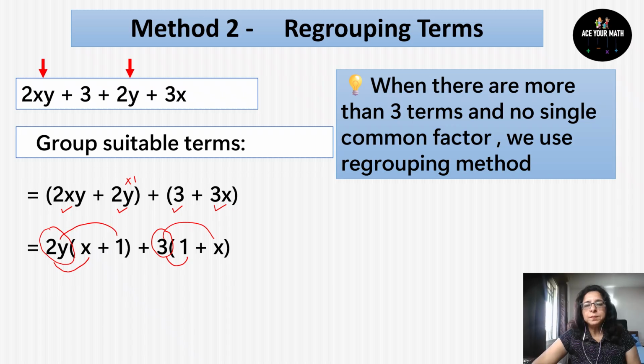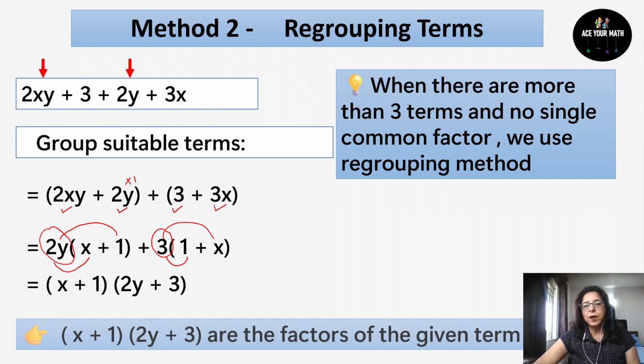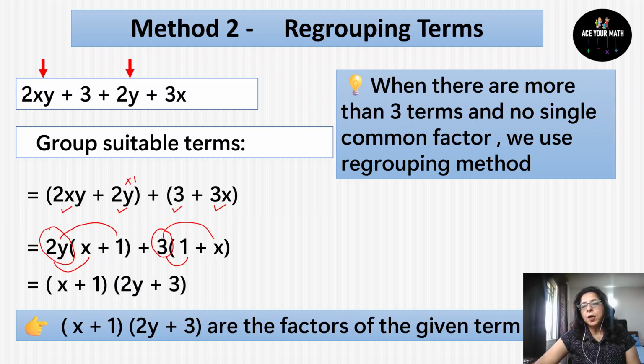Now after that, if you see, it is 2y times x plus 1 plus 3 again times x plus 1. So in both these terms, x plus 1 is common. So you can again write x plus 1 outside and you will be left with 2y and 3. So x plus 1 and 2y plus 3 are the factors of the given term. So here we can't use common factor method directly. So first regroup the terms and then use the common factor method.